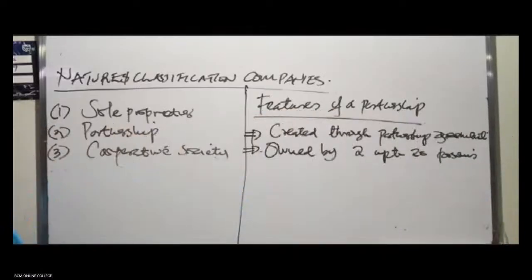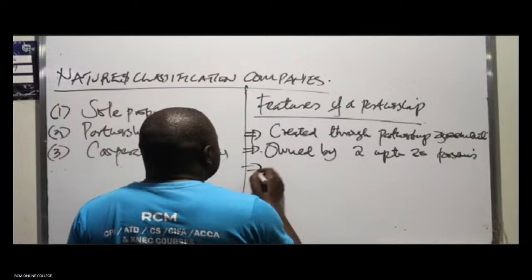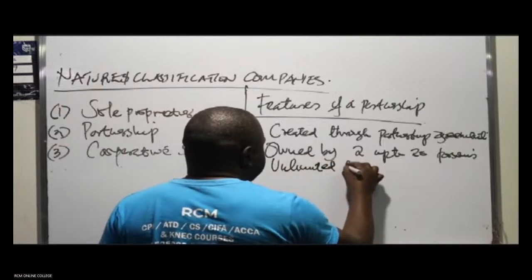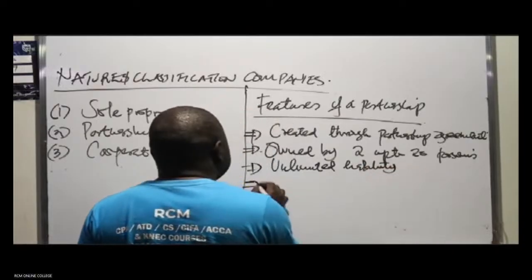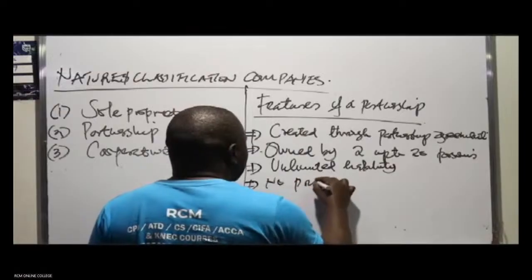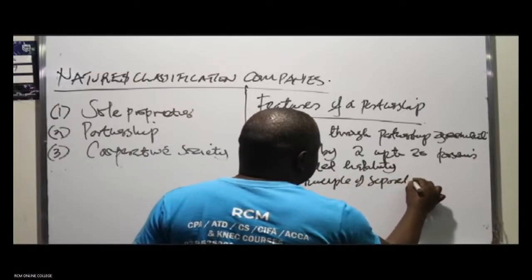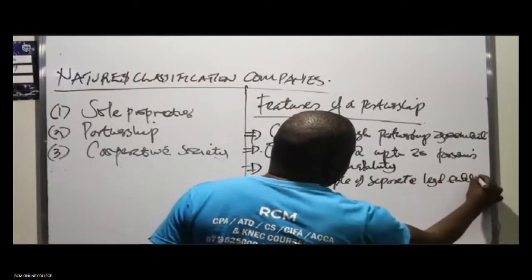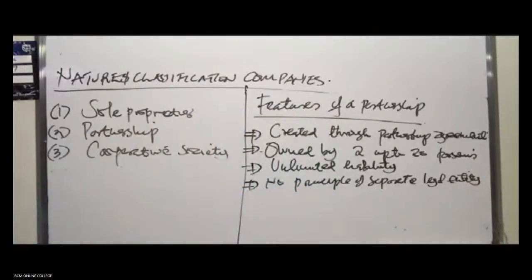Which other points are you friends giving me there? Unlimited liability. So of course we can also say there is no principle of separate legal entity. There is no principle of separate legal entity. And what else is there?